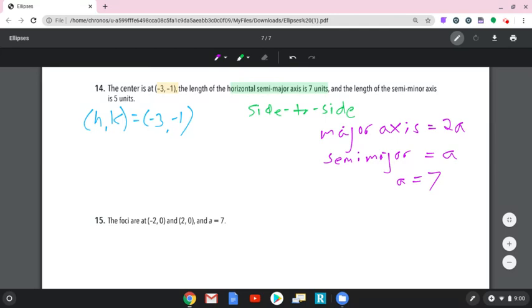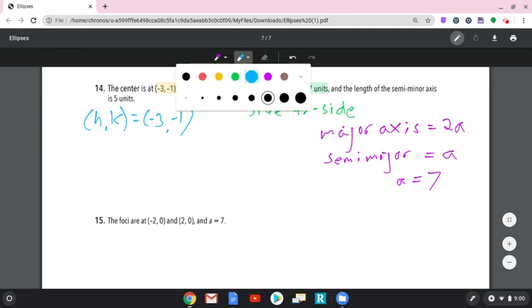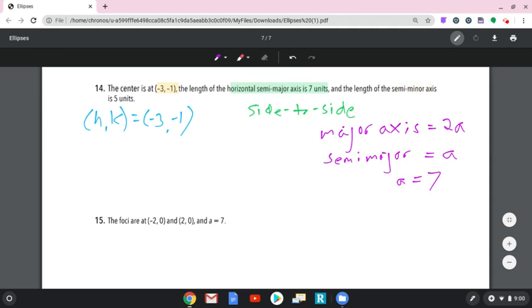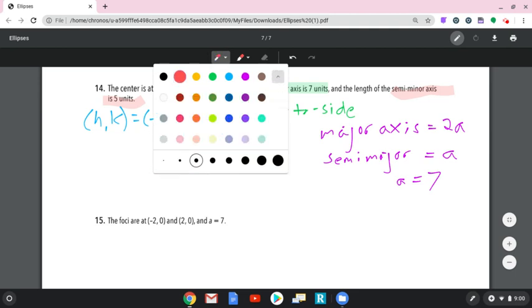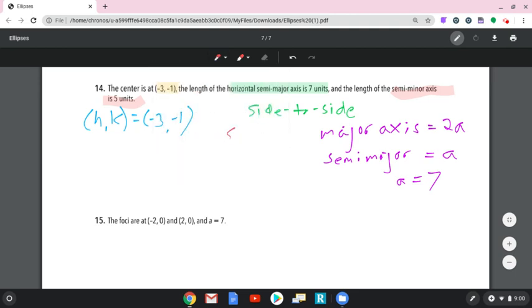Now, the major axis represents the A. The minor, now let's take a look at that. We have a semi-minor. A semi-minor axis is 5 units. The minor axis corresponds with your B. So if I look at this, I know my semi-minor would be 2B. Therefore, if my semi-minor is 2B, I don't know if that's written clear enough for you.